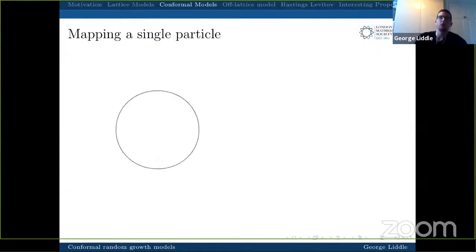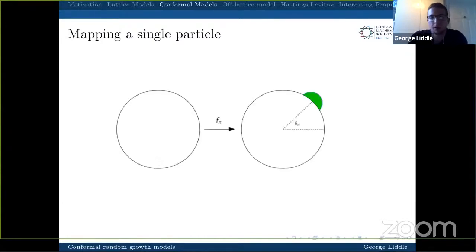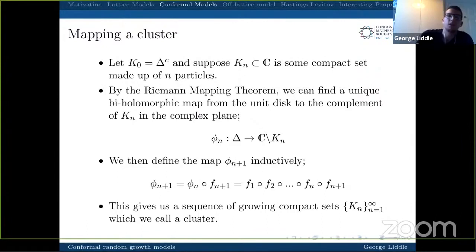So what does this look like? Well, we're just taking a disk, and via the map Fn, we're attaching some particle onto the boundary of the disk at an angle theta n of size or capacity Cn in this case. Okay, so that's the first step, and that gives us a sequence of maps which we can then use.